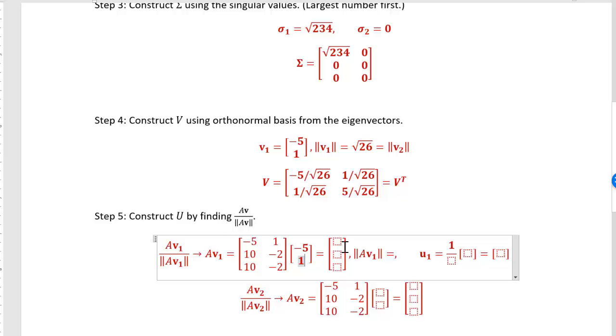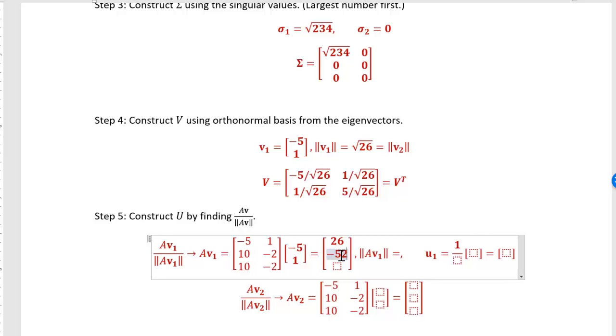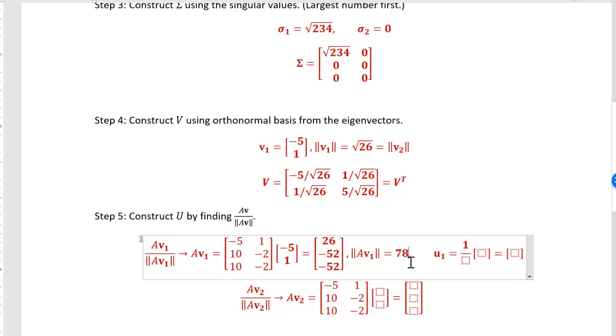And when I do this multiplication, it looks like for the first slot I'm going to get a 26. For the second slot I would get a -50 and -2, so -52, and the same thing for this last one. What's the magnitude of that? Well, after some computation, you can probably use your calculator or whatever and get the magnitude to be 78. So we have our first unit vector, our first column for our U matrix.